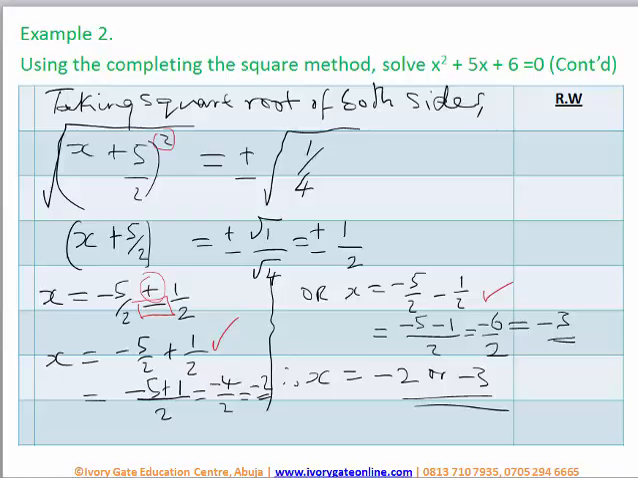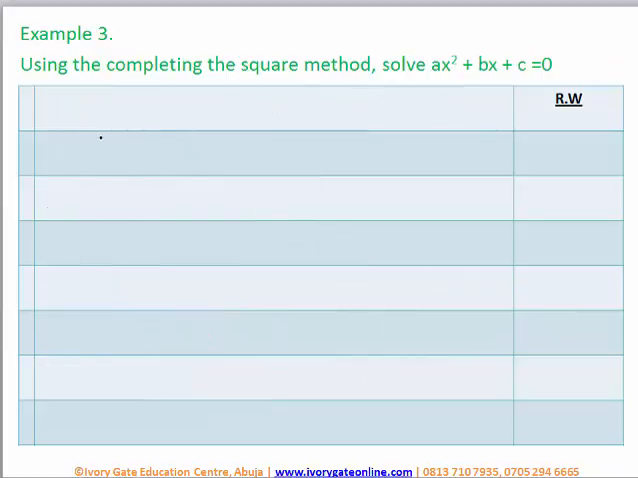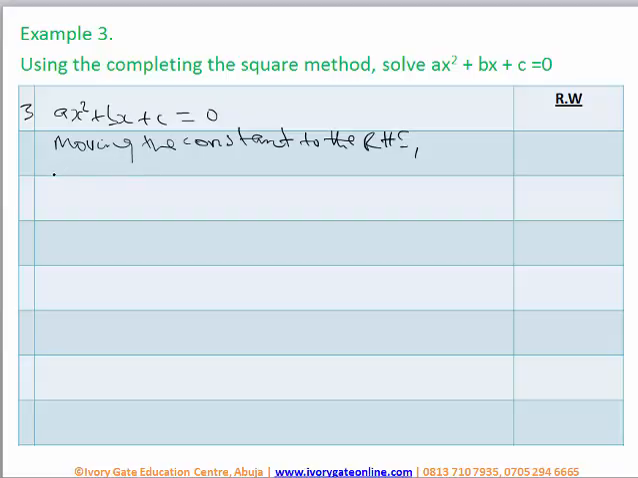Okay, now let's go to the final batch, which is working with the standard quadratic equation. So here we are given example number 3, ax squared plus bx plus c is equal to 0. The first thing to do is to move the constant to the right hand side of the equation. Moving the constant to the right hand side, we have ax squared plus bx plus c. What do we do to that constant to move it? Minus c is equal to 0 minus c. Then this gives us ax squared plus bx plus c, we go with minus c, is equal to minus c.